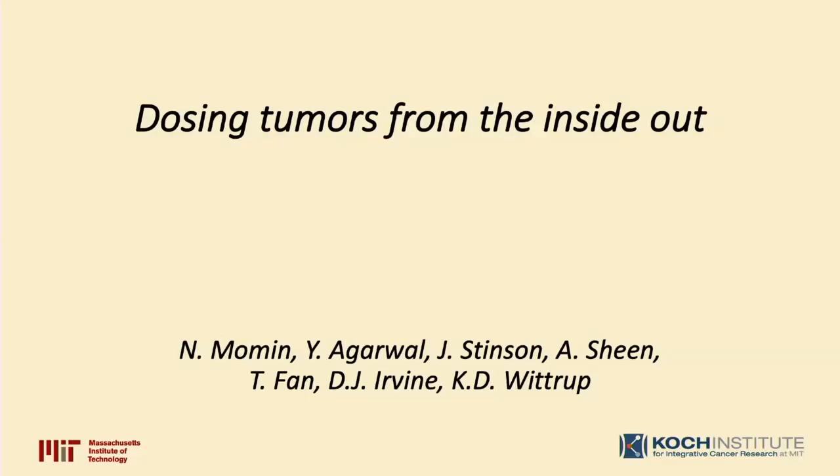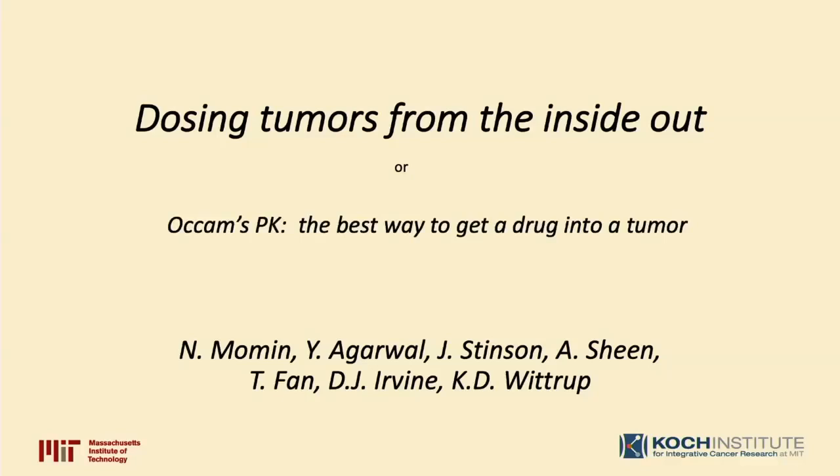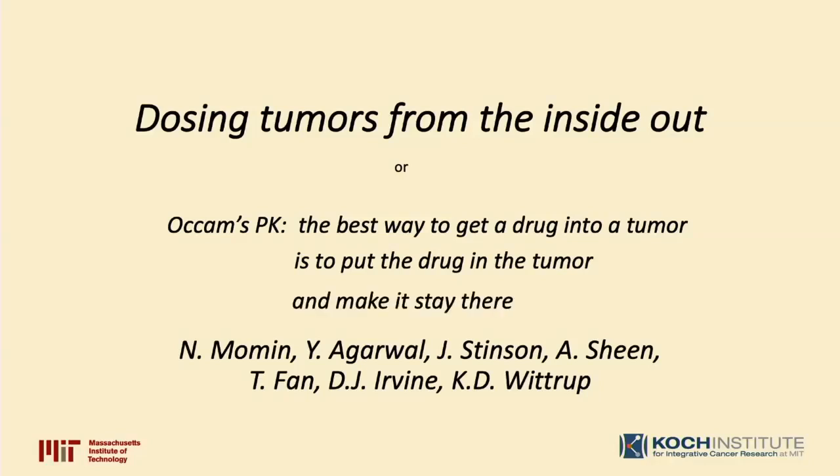So I'm going to tell you a story today about how we try to get immune stimulation to occur where we want it and not elsewhere. The title that I gave, which was publicized, plays on the idea of Occam's razor, the simplest answer being the correct one. Occam's Pharmacokinetics would say that if you want to get a drug into a tumor, that's your objective, maybe what you should do is put the drug in the tumor. But you're not necessarily done there. You also need to make it stay there, which is the final piece that I think we've found some interesting ways to do.